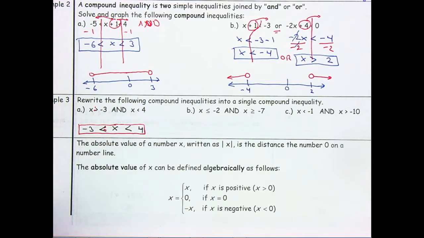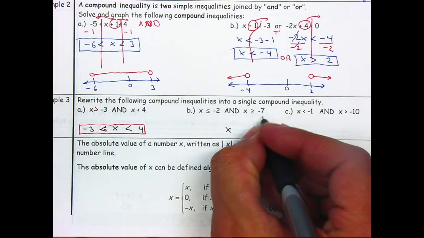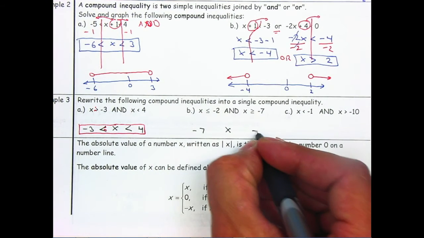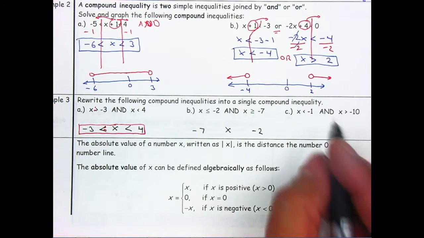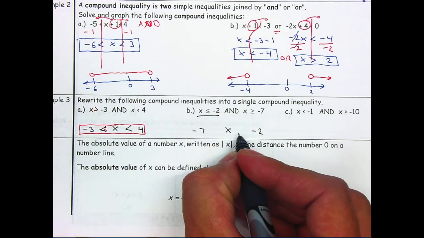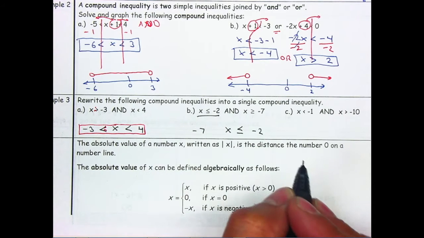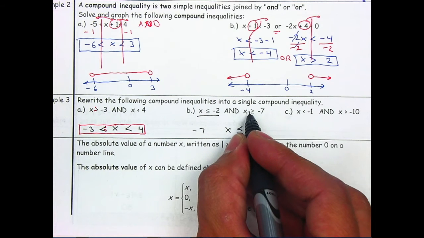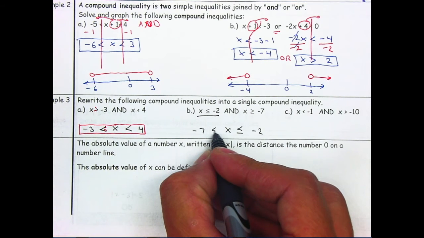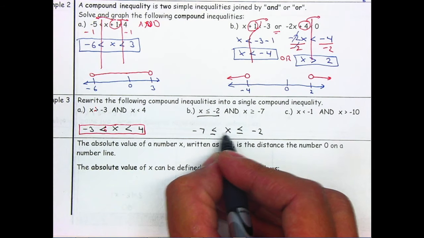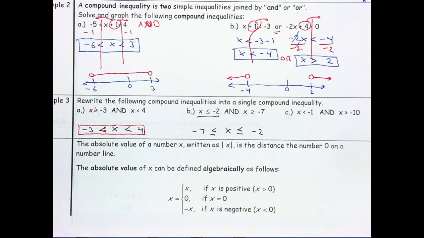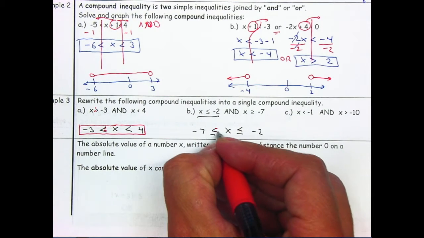Let's go and look at letter B. We're going to place the x in the middle. The smaller value, which is the -7, on the left, the bigger value, the -2, on the right. Notice that this one is exactly the same. It will be less than or equal to. On x is greater than or equal to -7, we are going to have to rewrite it backwards. Notice that the alligator is eating the x, so when you rewrite it, the alligator has to continue eating the x.